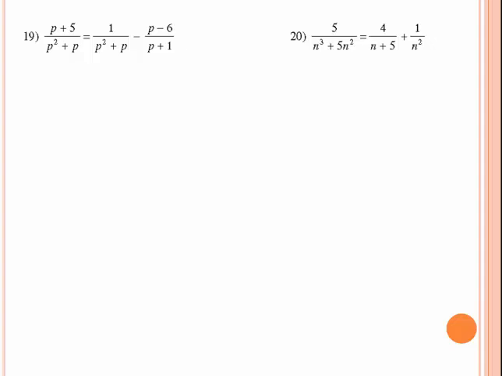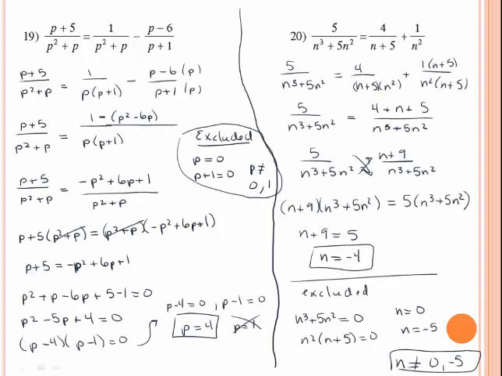Okay, now that you've had a chance to work these problems out, let's check your work. You should have gotten the results that p is equal to 4 and that n is equal to negative 4, with the excluded values of 0 and 1 for p and 0 and negative 5 for n. If you need to take a moment just to pause the video and look over the work, all the steps are here, and you can check your work that way.